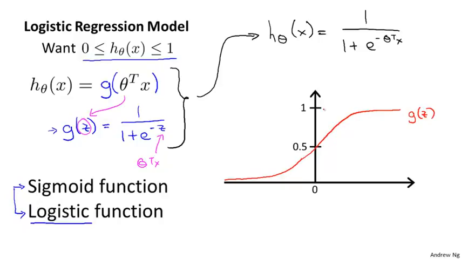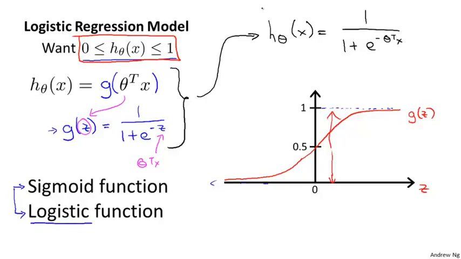And you notice that the sigmoid function asymptotes at 1, and it asymptotes at 0 as z, I guess the horizontal axis is z. As z goes to minus infinity, g of z approaches 0. And as z goes to infinity, g of z approaches 1. And because g of z outputs values that are between 0 and 1, we also have that h of x must be between 0 and 1.